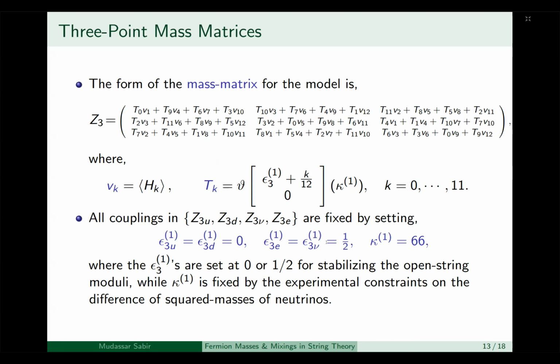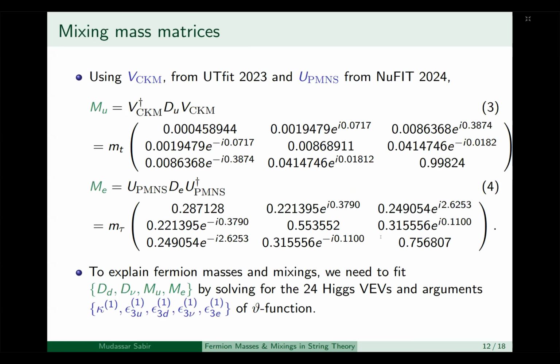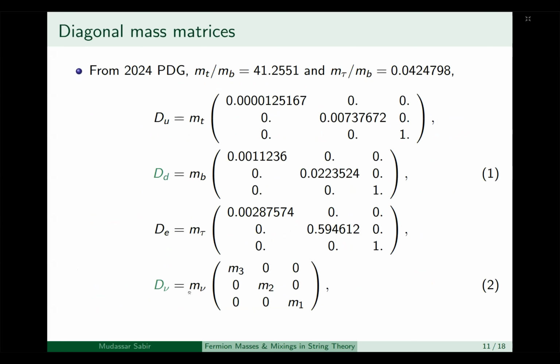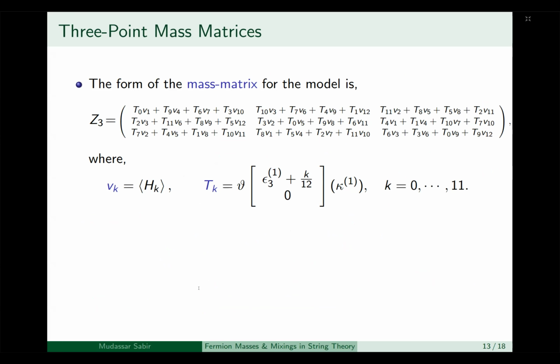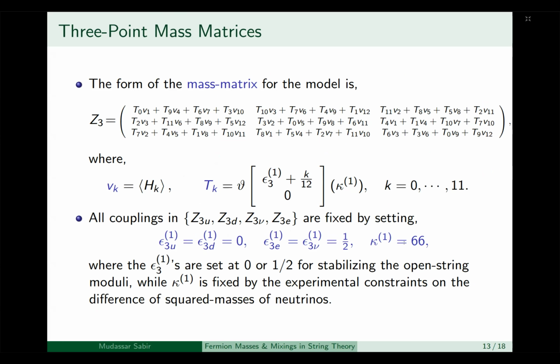Remember, the Jacobi theta function is a quasi doubly periodic function. So the choice of 0 and half is natural. Basically, I am trying to fix the values at the nodes of that function. And this kappa equal to 66 comes about by fixing the overall scaling of the neutrino mass matrix. So here we have this m nu. I have to fix it experimentally later, and I can use the freedom of kappa to fix that. So kappa equal to 66.